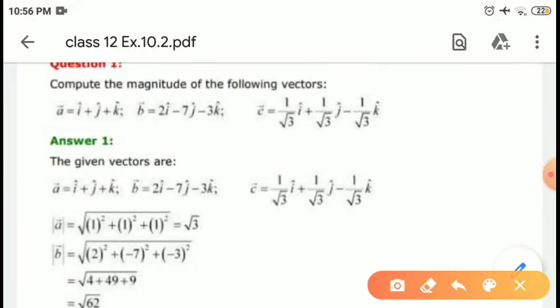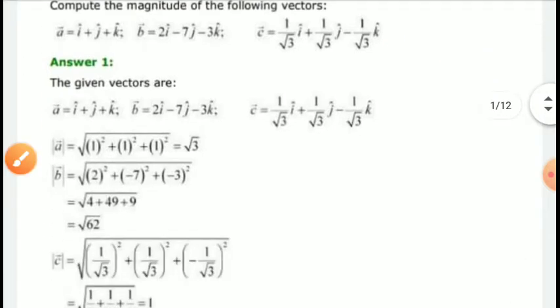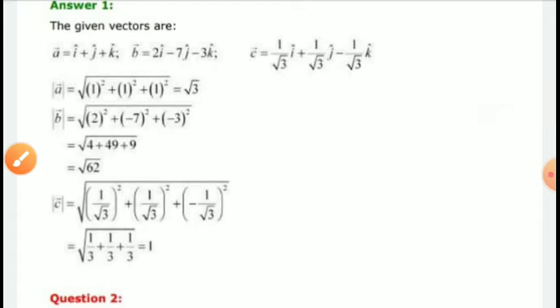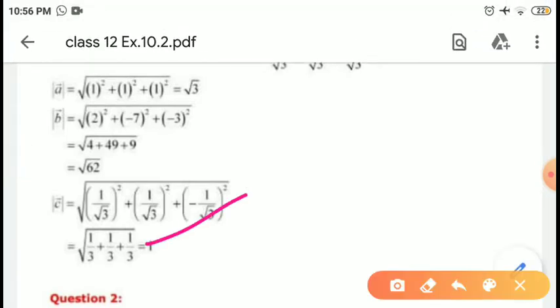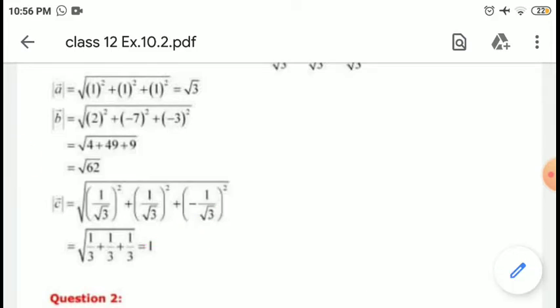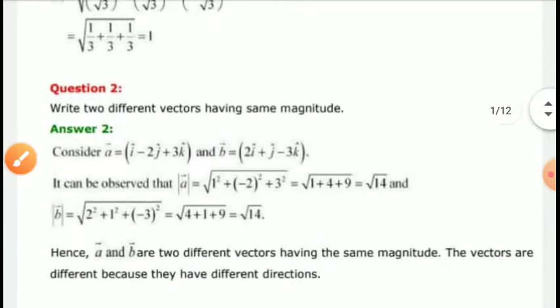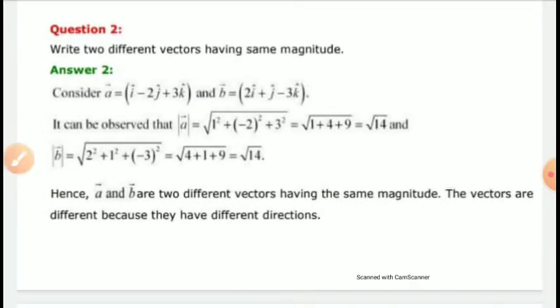If you see here, let us see the third problem: 1 by 3 i, 1 by 3 j, minus 1 by 3. So when you go for the solution here, we take 1 by 3 whole square, and on simplification you get this one, and from this you can observe that the c vector is a unit vector. Okay, now let us go for the second question. Simple questions I'm not explaining very clearly, so you can do them, and let us discuss the very difficult type of problems very clearly.